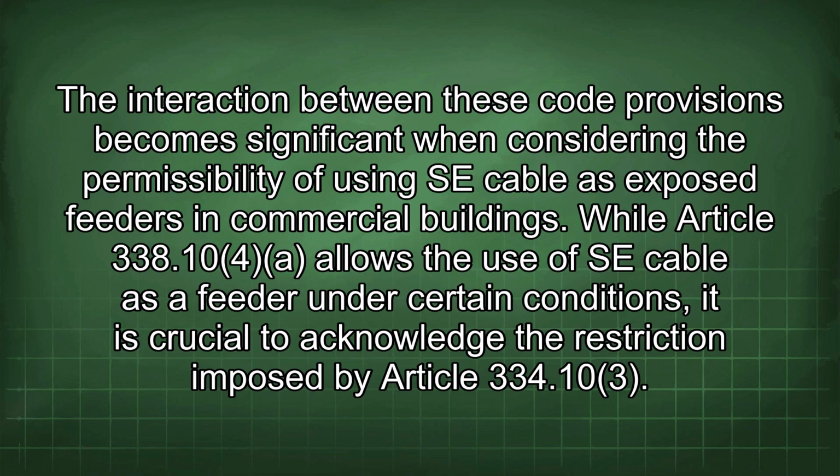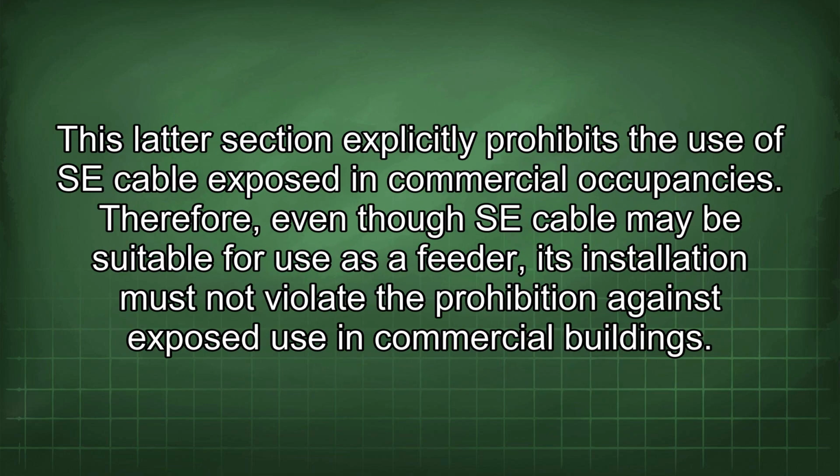While Article 338.10 allows the use of SE cable as a feeder under certain conditions, it is crucial to acknowledge the restriction imposed by Article 334.10(3). This latter section explicitly prohibits the use of SE cable exposed in commercial occupancies. Therefore, even though SE cable may be suitable for use as a feeder, its installation must not violate the prohibition against exposed use in commercial buildings.